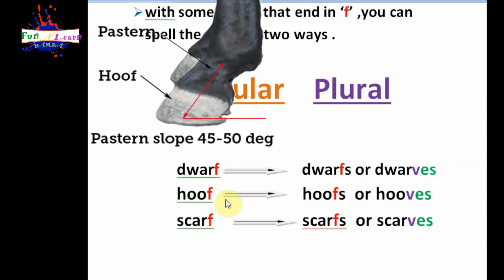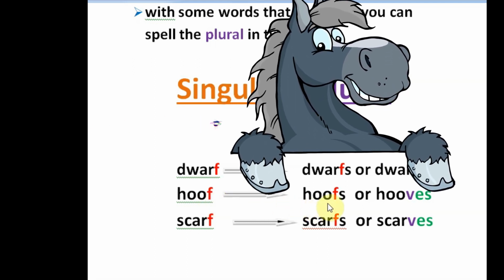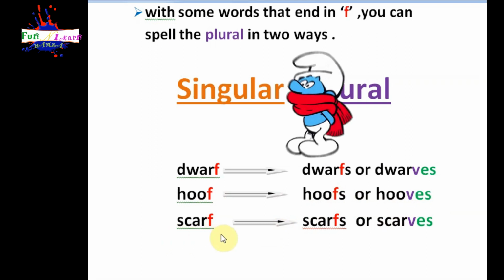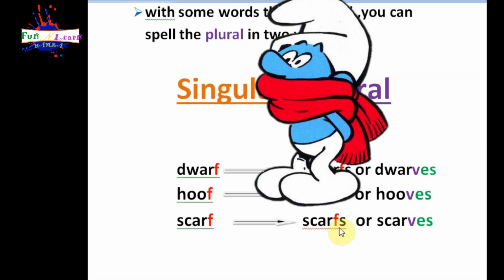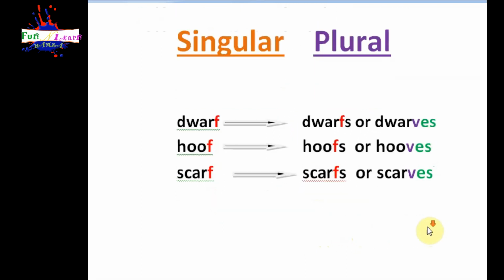Hoof. Now again, this is a singular noun with an F at the end. So what you do is either you just add an S to make the singular noun plural, or you drop the F, replace it with a V, and add ES, hooves. Same goes for scarf. It can be scarfs with an S at the end to make it a plural, or scarves to make it a plural.